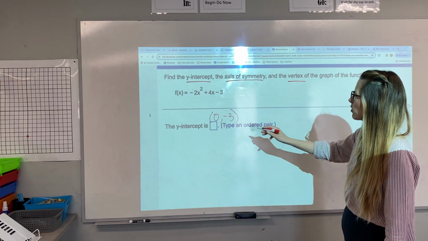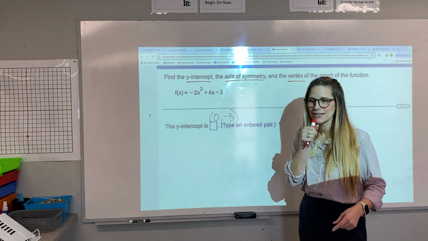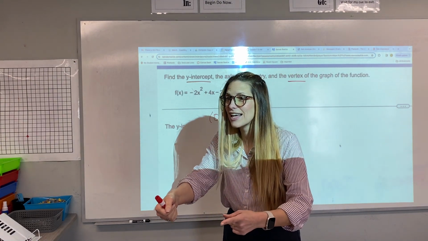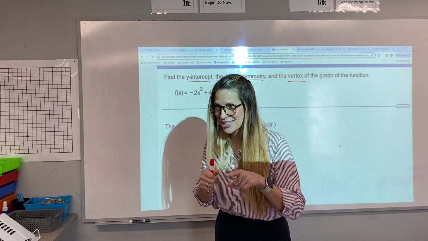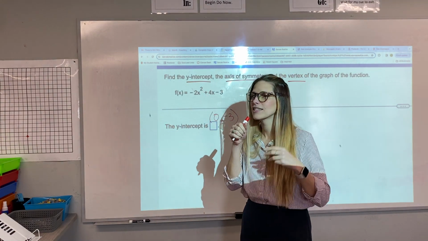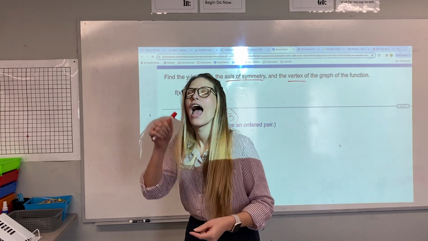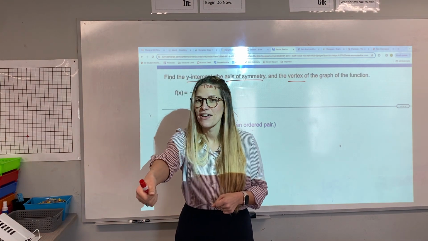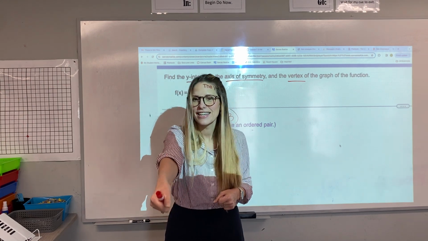All right, so we have our y-intercept. Now the axis of symmetry, do you guys remember the rap? Axis of symmetry, 2 times A under negative B. It's got to rhyme, ready? Axis of symmetry, 2 times A under negative B.